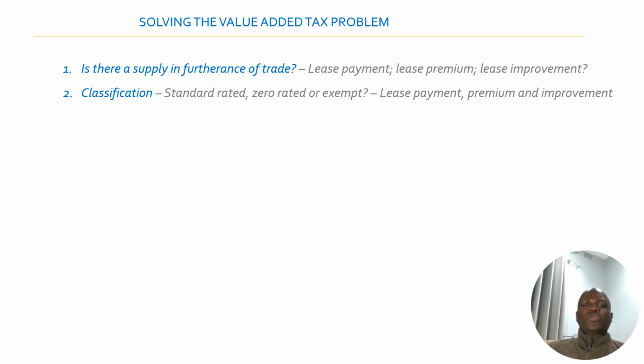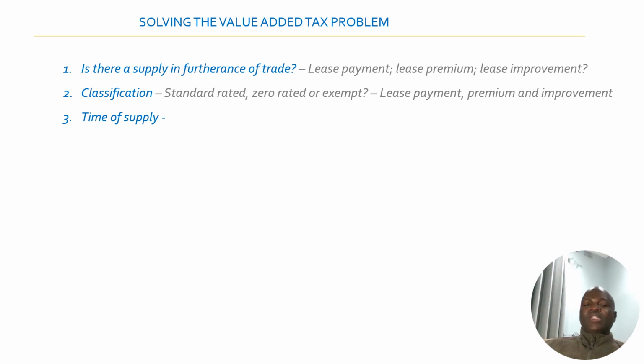furtherance of trade. You would then need to look at the classification. So the classification will depend on each and every type of lease supply, the service or the goods. And you would have to say, are these goods or services zero rated, exempt, or standard rated? In terms of the payment or the premium or the lease improvement. So it's a case-by-case assessment that you will have to make.